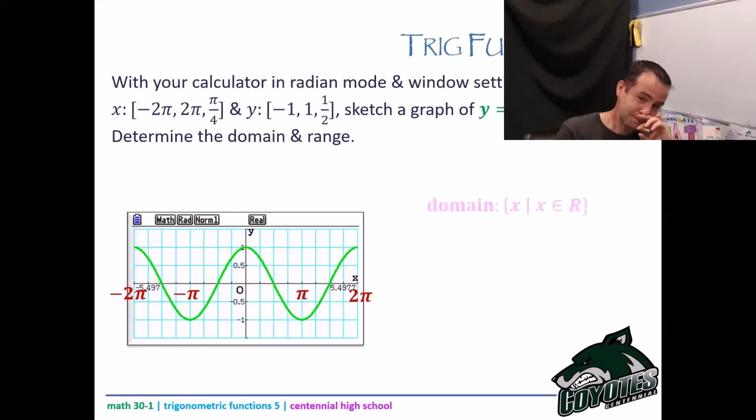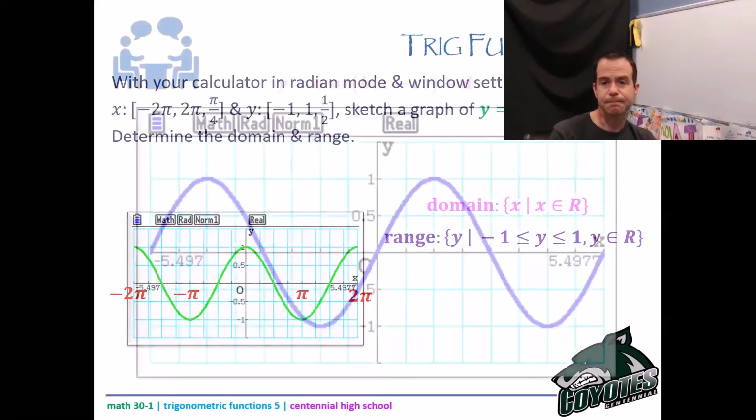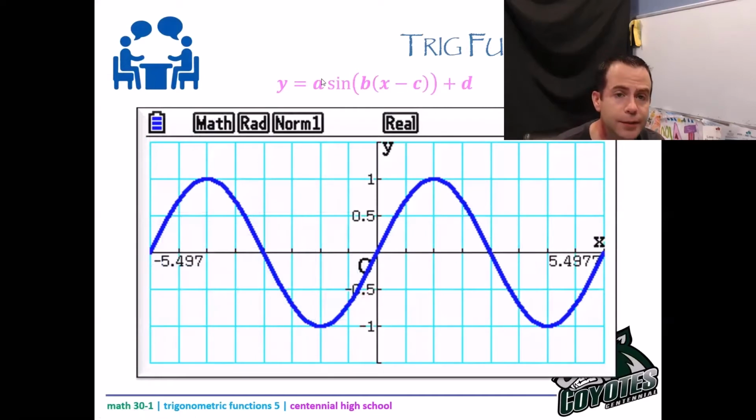Okay, good. So the domain will still be real, and the range will still be between -1 and 1. If you want to write that in interval notation, that's great too. Okay, now this is not in your book.